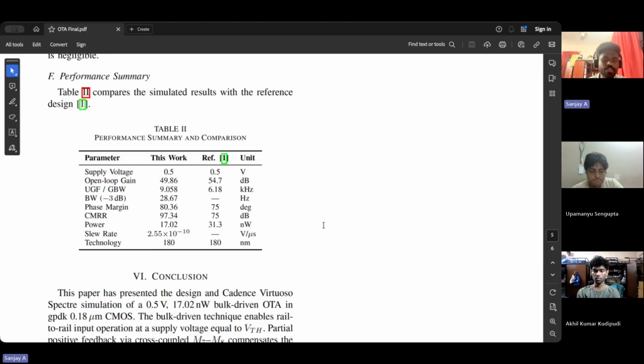CMRR is at 97.34 dB. This is where we actually beat the reference significantly. They achieved 75 dB, we got 97 dB. Let me explain why. ACM is equal to minus 47.34 dB. ACM is the common mode gain at 1 Hz, and AD, that is differential gain, is equal to 49.86 dB, and the CMRR is basically the subtraction of the common mode gain and the differential gain, which leads to 97.34 dB.